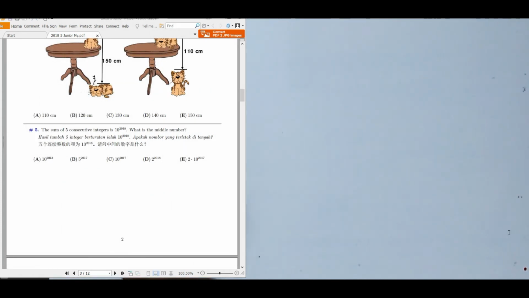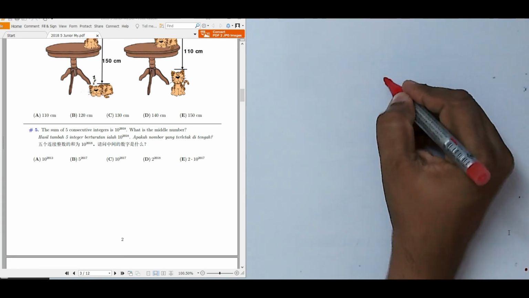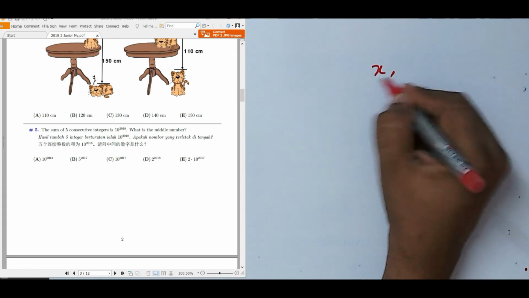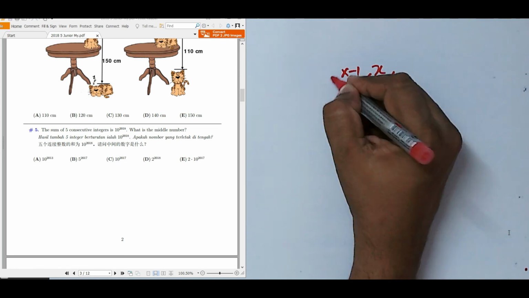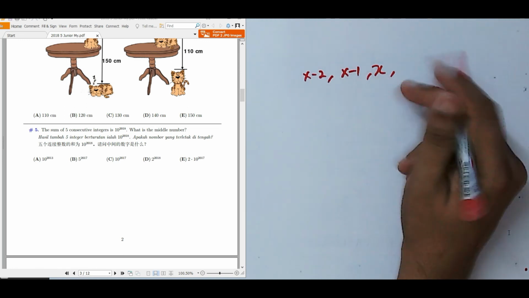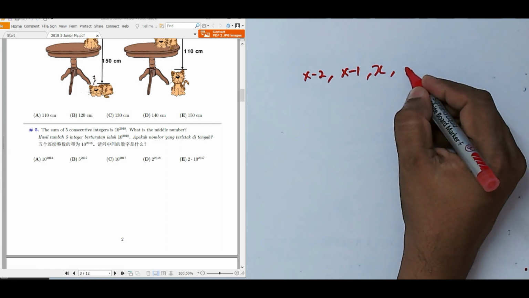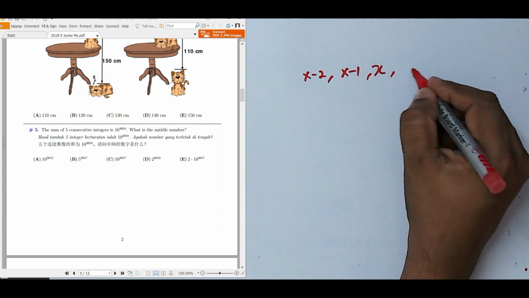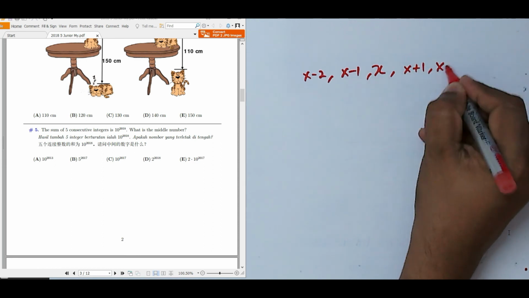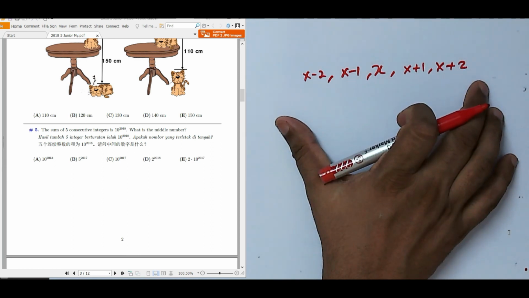Look at question number 5. The sum of 5 consecutive integers is 10 to the power of 2018. What is the middle number? When we say 5 consecutive integers, let's say the middle number is x. Then the others are x minus 1, x minus 2, x plus 1, x plus 2, because these are consecutive numbers.